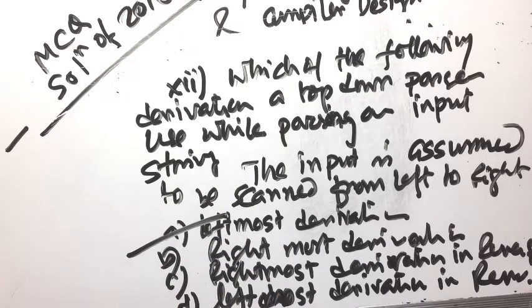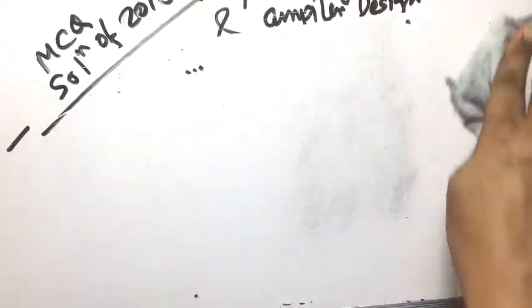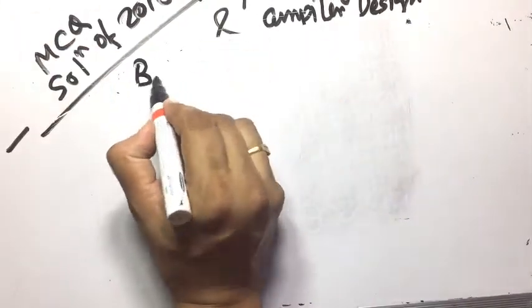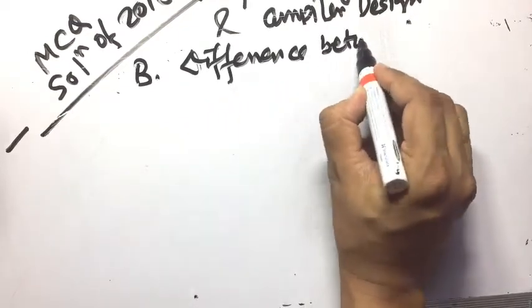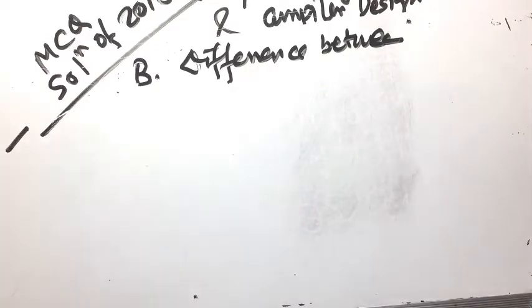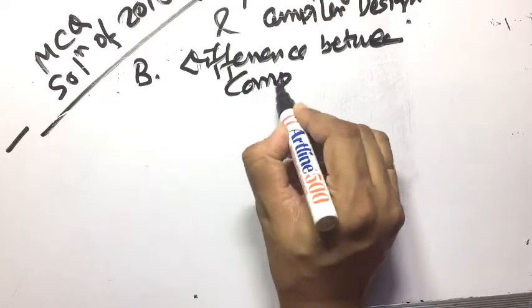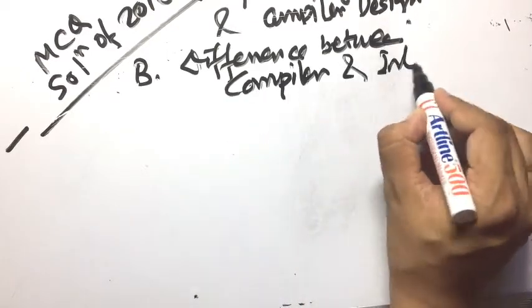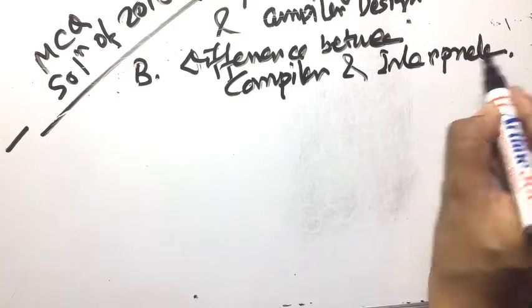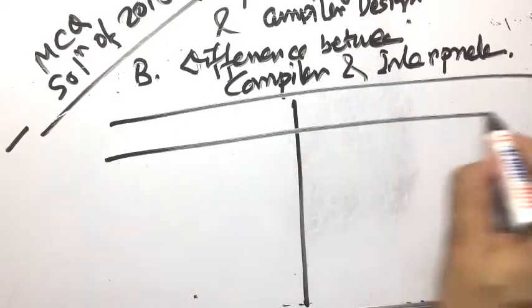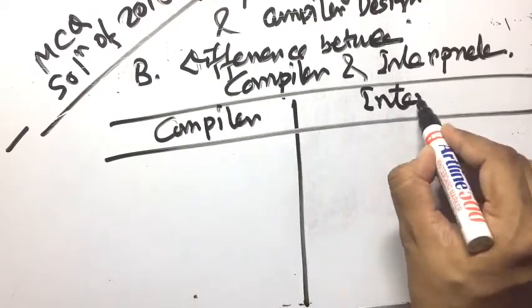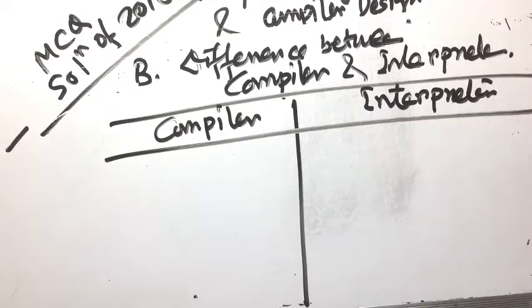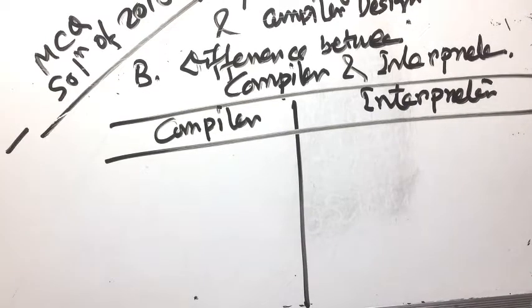Next, short questions. These are the MCQs. Now the short question: difference between compiler and interpreter. For 2 marks, you can write 2 differences. But here I am writing the answer for a long question. You can write the answer for long questions too. So for 2 marks, you can take 2 points.